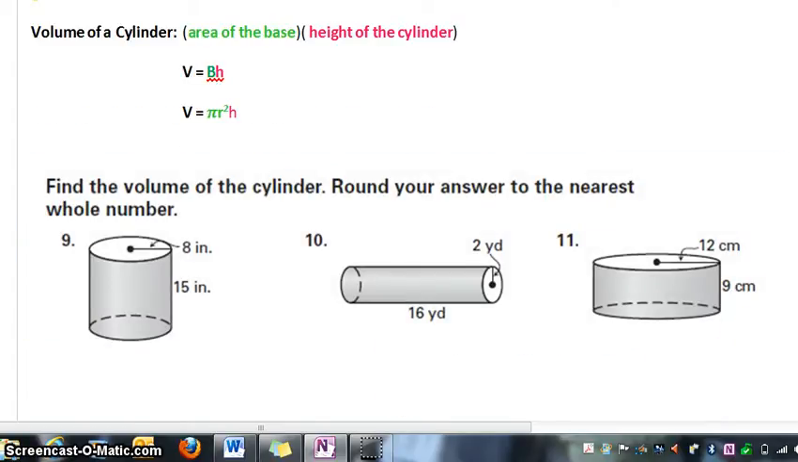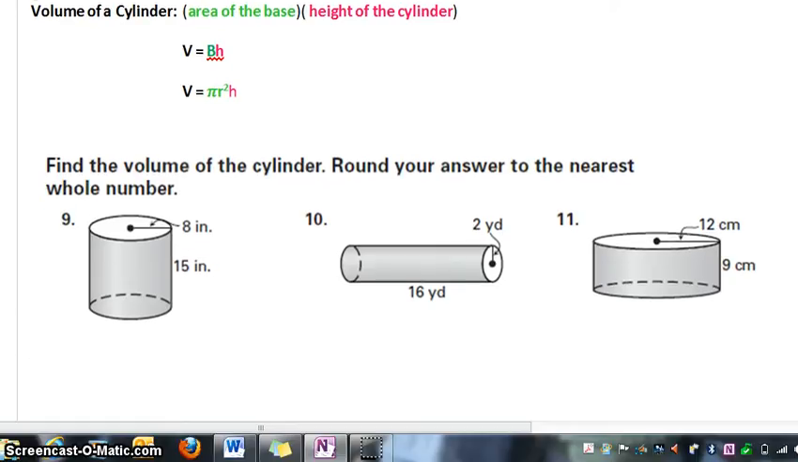So let's find the volume of these 3 cylinders. And remember, the dimension that's in the formula for the circle is the radius, not the diameter. So in all these problems, we're given the radius, but if you're given the diameter, you're going to have to cut that in half to get the radius to put that in your formula. All right, so we write our formula. Volume equals area of the base times the height. So let's figure that base area.